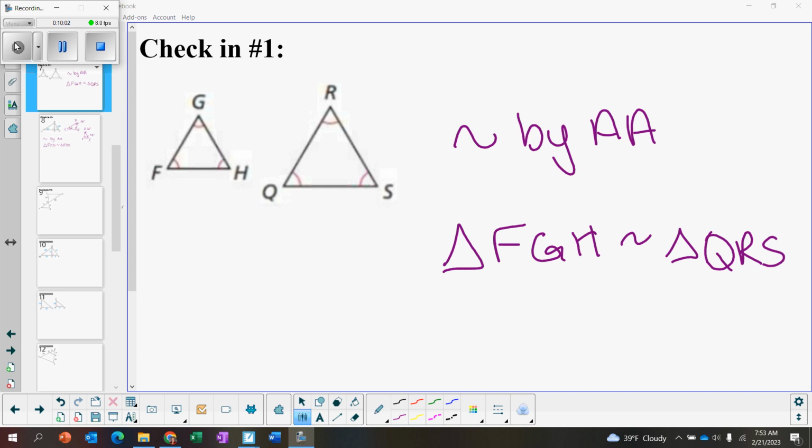All right, so for check-in number one, both triangles are equiangular, so all angles actually match in both of them, which also means our similarity statement could have been anything, because every single angle in one matches with every single angle in the other. So even if you did not have FGH matching with QRS, if you had anything, you're right.